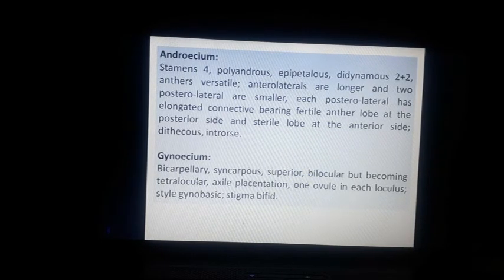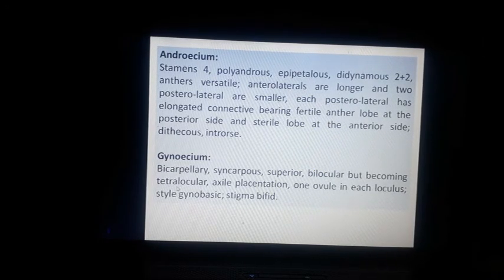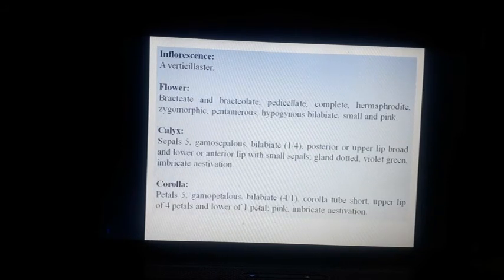Gynoecium is bicarpellary. Two carpels are there which are fused. Superior ovary, because all the floral parts are inferior. Bilocular, two locules are present but becoming tetralocular after that due to false septum. Axile placentation, one ovule in each locule. Style is gynobasic, means to say that the style originates from the base of the ovary. Stigma bifid. So we can see from this diagram.